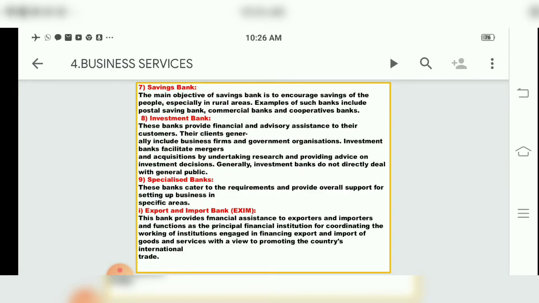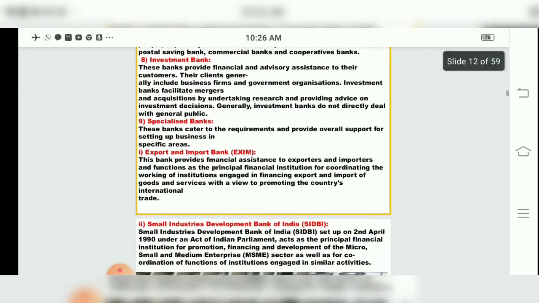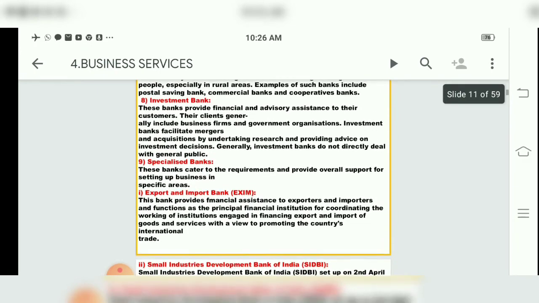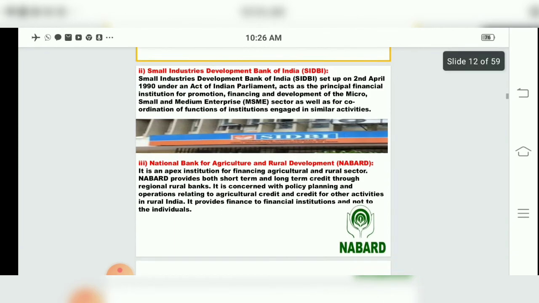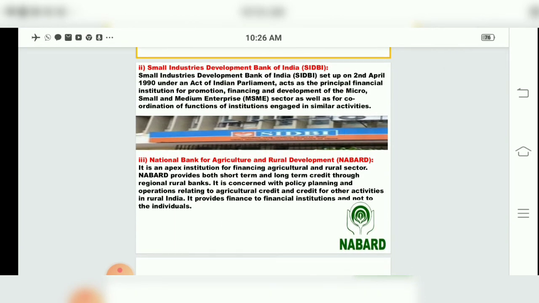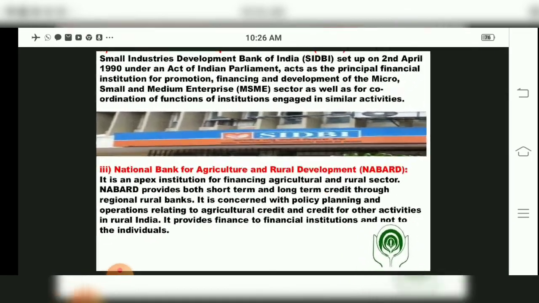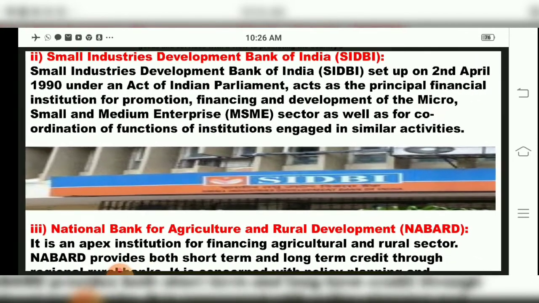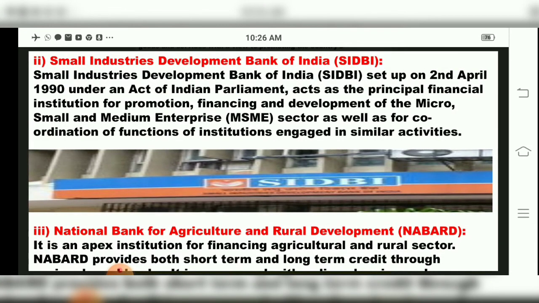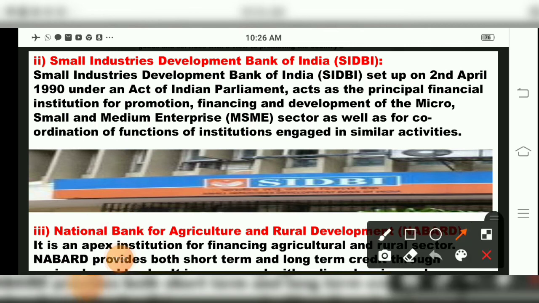So, specialized banks we have seen, savings banks we have seen, investment banks we have seen, children, export and import bank we have seen. Now we will come to our next point in this chapter, that is the second type of bank, SIDBI. We all know SIDBI is more familiar, that is the Small Industries Development Bank of India, children, that we studied in 11th standard. We are familiar with that.